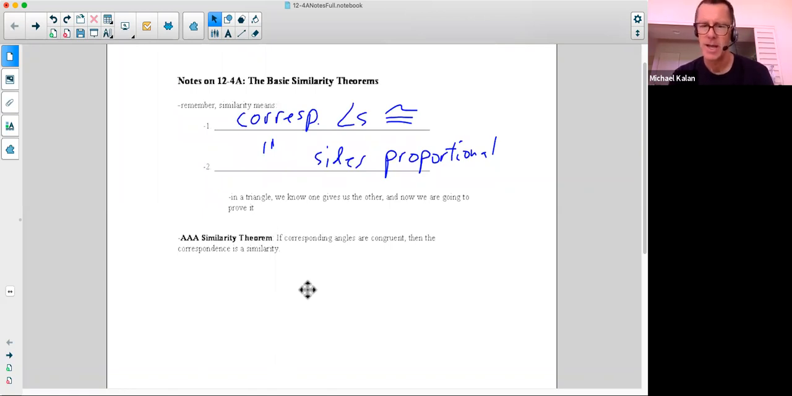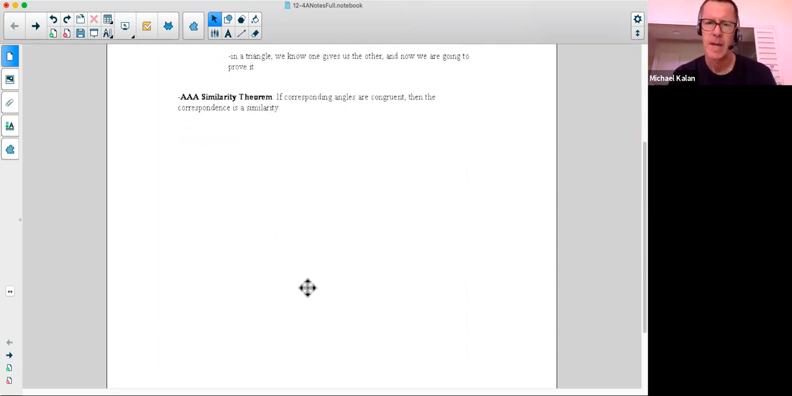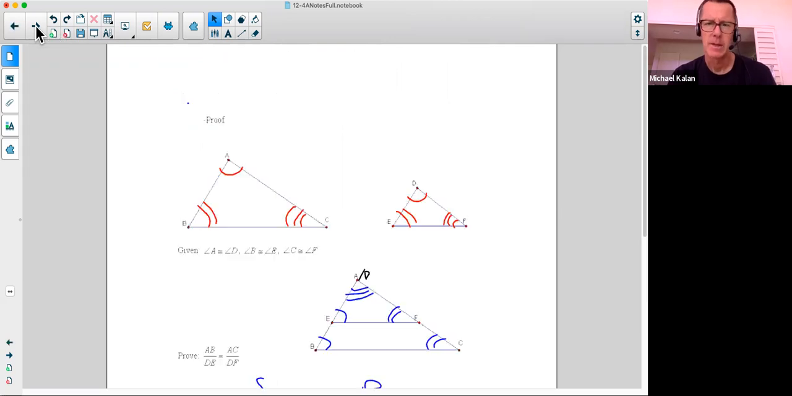Okay, so we have the AAA similarity theorem. Notice that does not say congruence. So this is not a congruence theorem. This is similarity with AAA. So if corresponding angles are congruent, then the correspondence is a similarity. Okay, let's take a look at this.